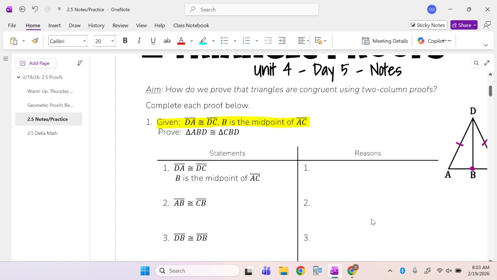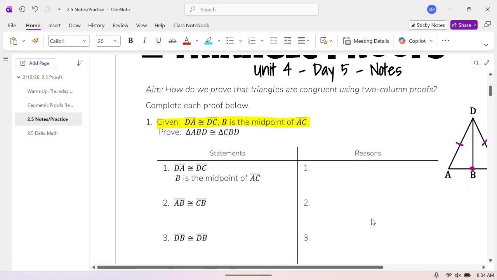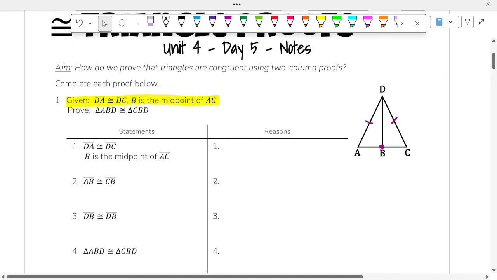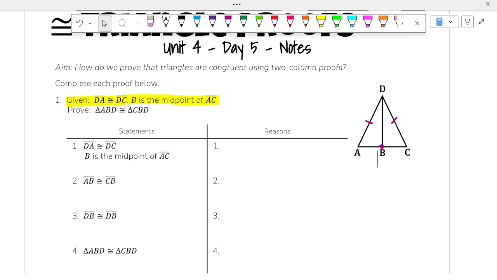All right, so if you notice with this proof, they already gave us all the statements. We just have to give the reasons. So if you look, the very first statement is exactly what they gave. So we don't have to come up with some fancy reason why this is true. All we gotta state is, well, they gave it to us. That's it. So our reason for this would just be given. All right, those are usually like the easiest ones.